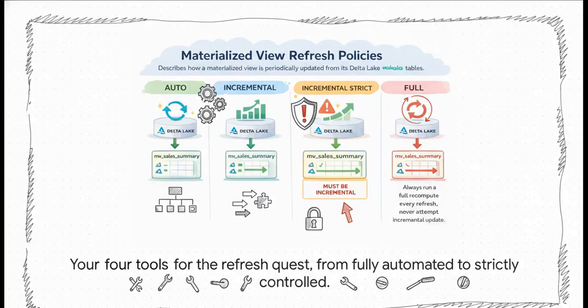We've got Auto, which is kind of like the smart guide that tries to pick the best path for you. We have Incremental, which really wants to be efficient but has a backup plan just in case. Then there's Incremental Strict, the high-performance purist. And finally, good old Full, the brute force option. You can see how they each approach things differently. So let's get to know each of them a little better.